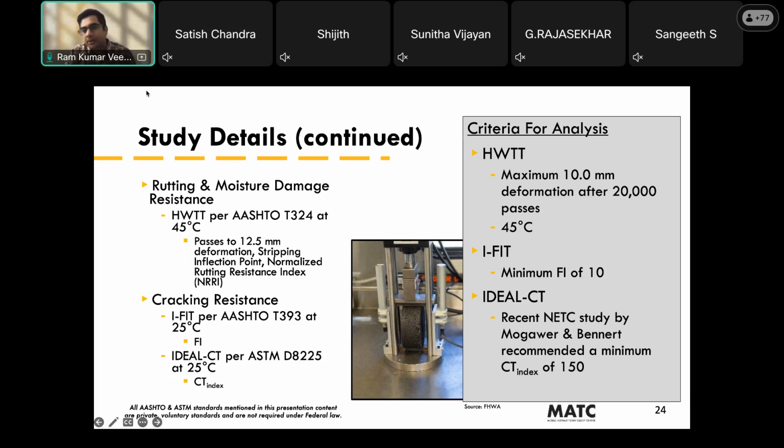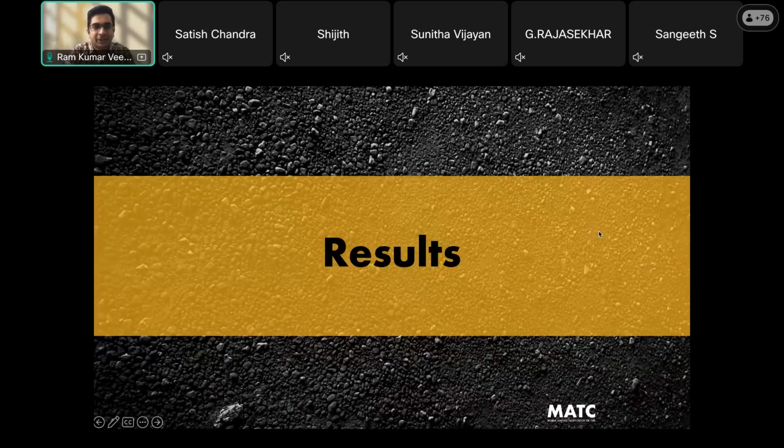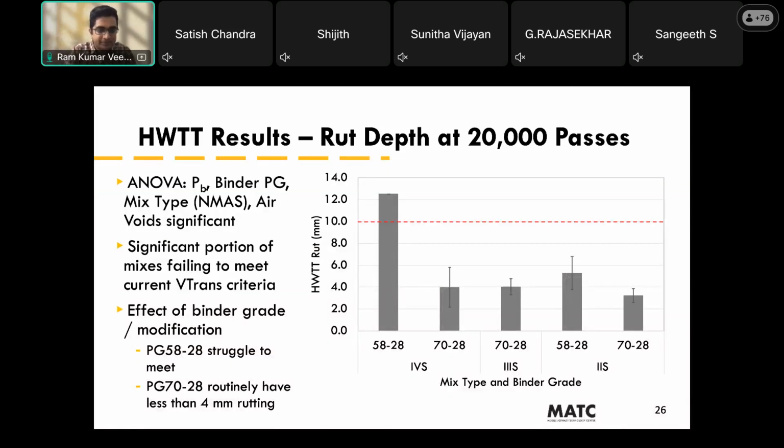And also the side-by-side study was done by the Northeast Transportation Consortium, done by Rutgers University, and they recommended a minimum CT index of about 150 for New England states, or the northeastern states. So just to discuss the results of that, the performance data.